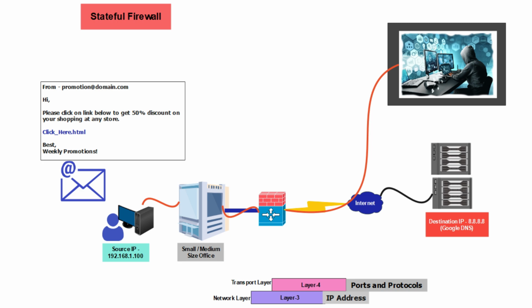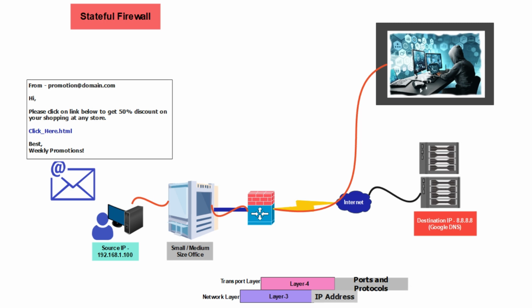Since this employee might have believed that this is a genuine email and he might get some kind of discount, he just clicks on the link. Now the problem starts there, because these links can be sent by attackers or hackers. And after clicking on that link, this traffic goes through the firewall and connects to the attacker's or hacker's server.